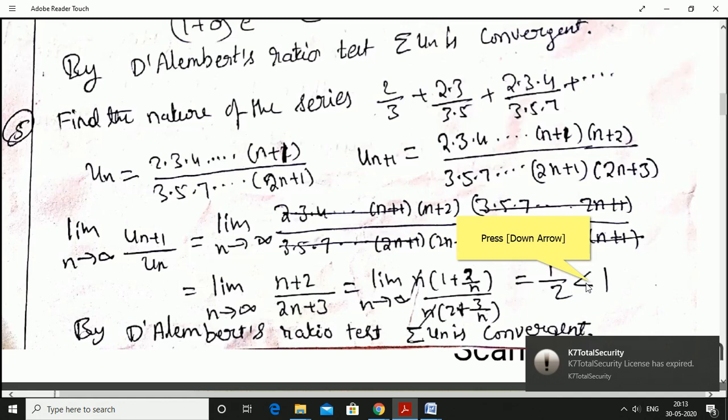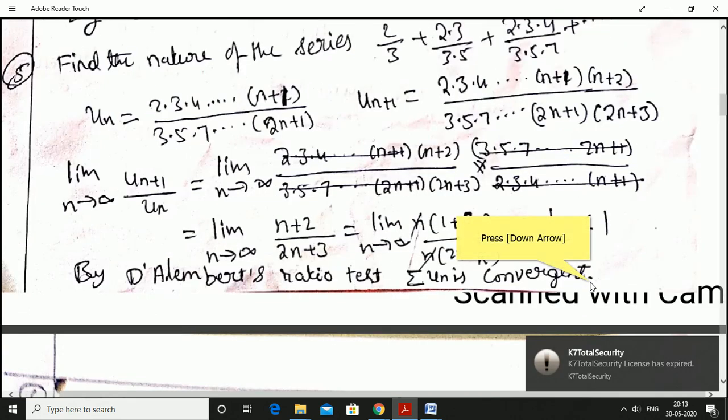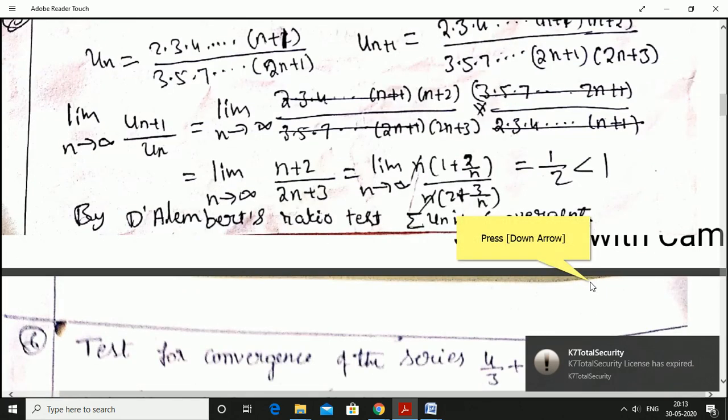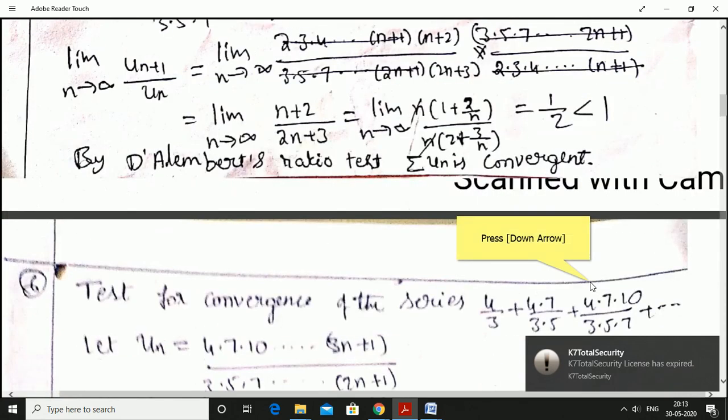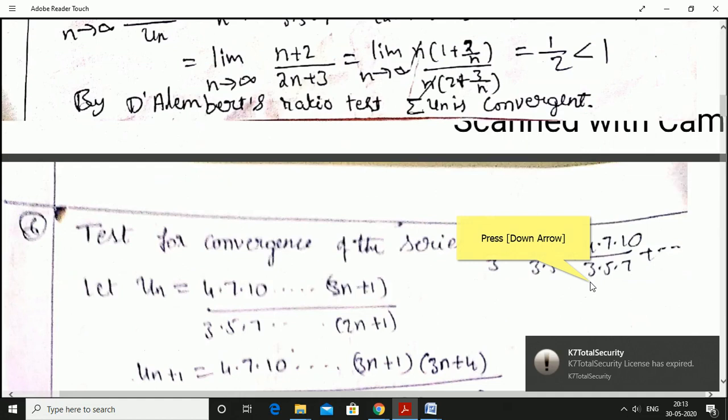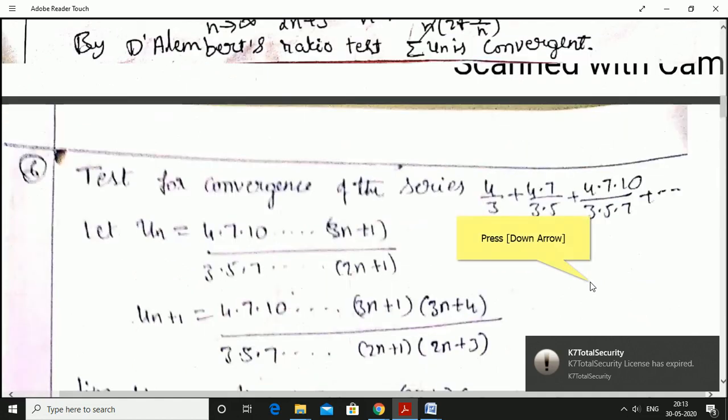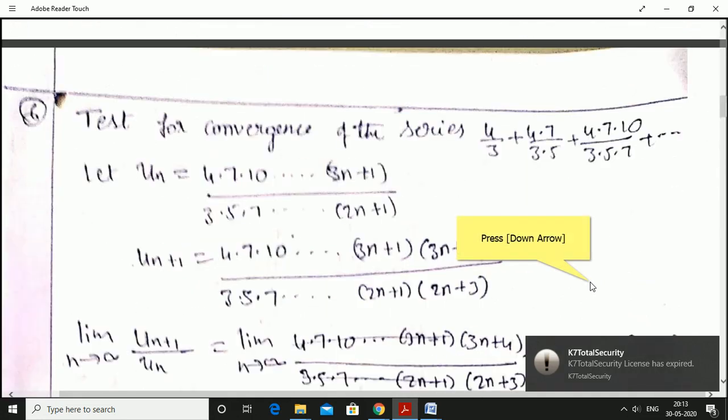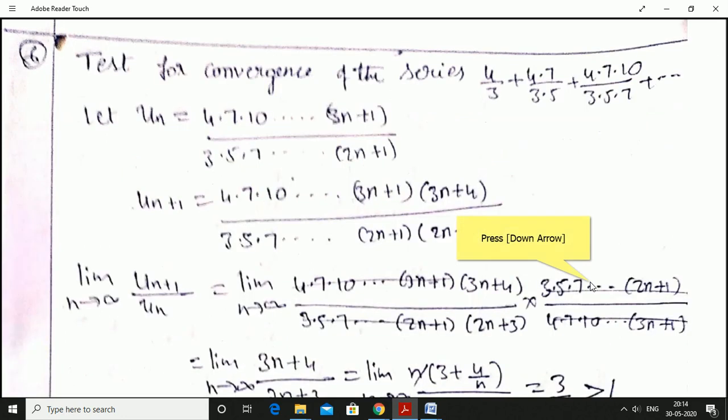Hence by D'Alembert ratio test, sigma un is convergent. Next problem, exactly similar to the previous problem. Test for convergence of the series 4 by 3 plus 4 into 7 divided by 3 into 5 plus 4 into 7 into 10 divided by 3 into 5 into 7 plus dot dot.